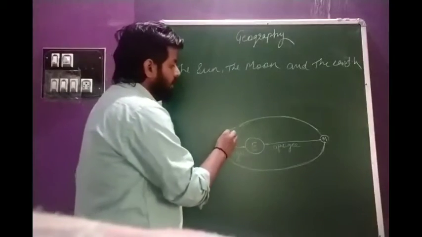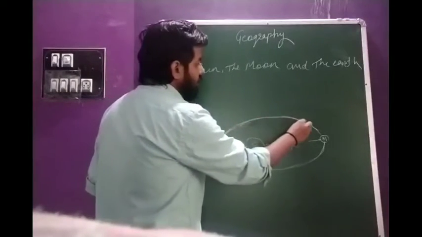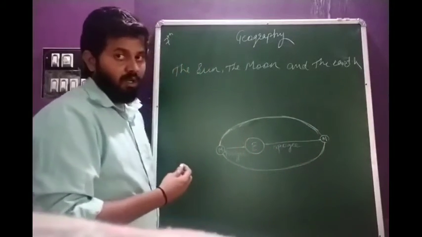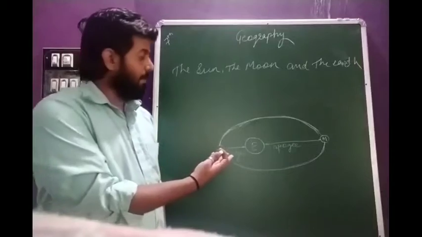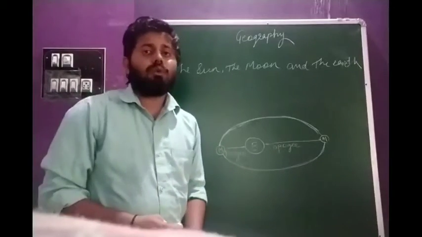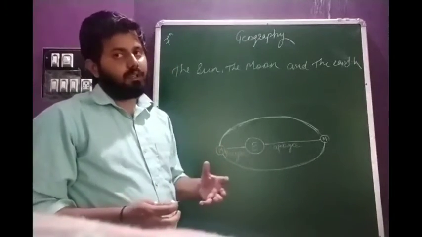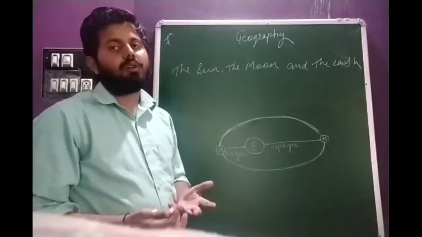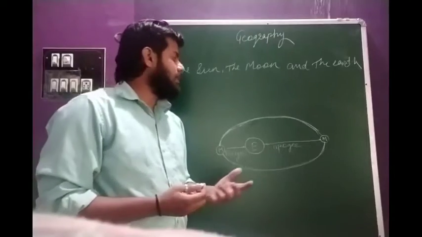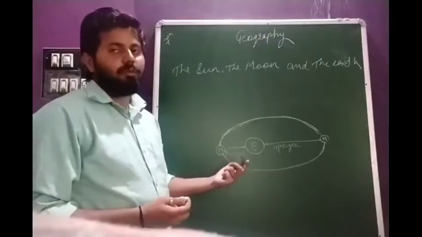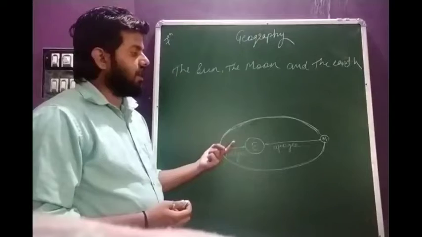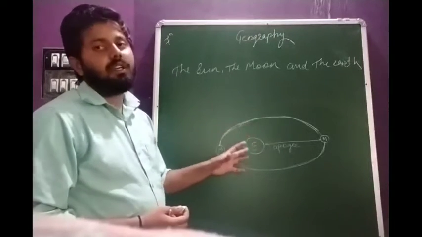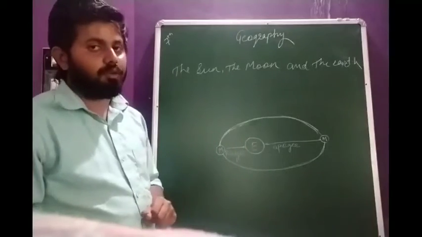So the path where the Moon is revolving around the Earth is known as an orbit. Like the orbit of the Earth, in which the Earth is revolving around the Sun, which as we all know is elliptical in shape, in the same way the Moon's orbit, on which it is revolving around the Earth, is also elliptical in shape, as you can see on the board.